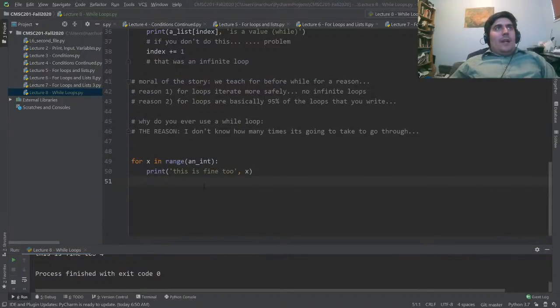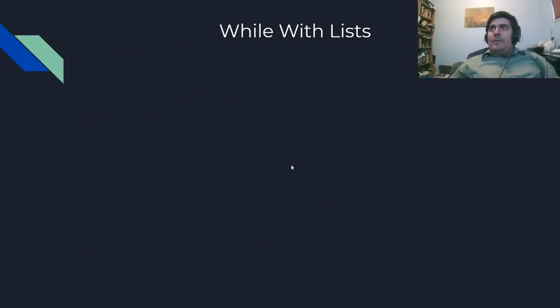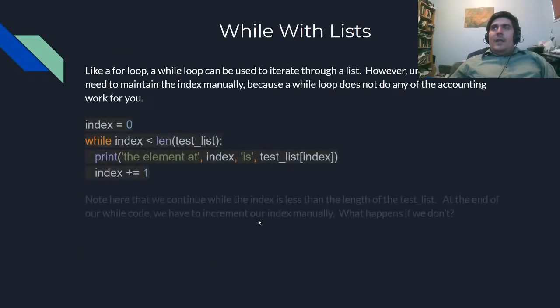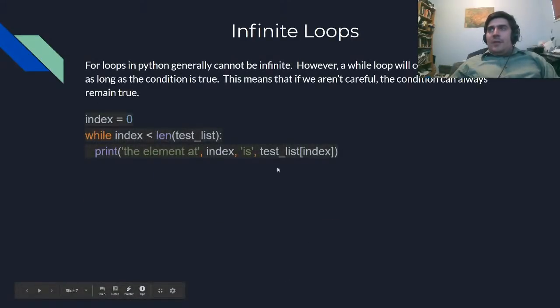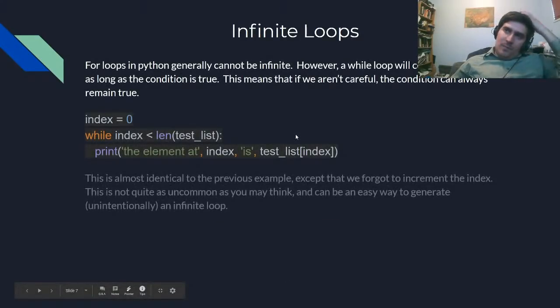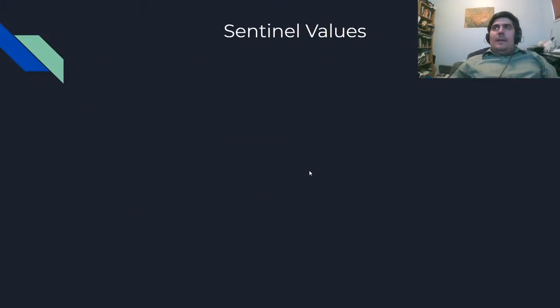Okay, let's see what else I have in my lecture notes. Yep, this is the thing where I show you while with lists, infinite loops. So let's talk about Sentinel values. So what is a Sentinel, right? Other than in the matrix, what's a Sentinel?